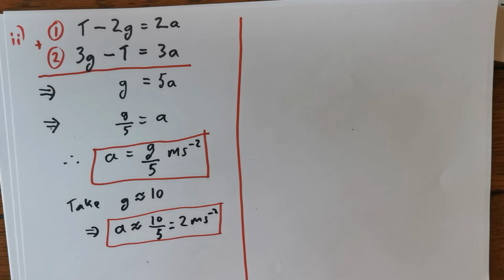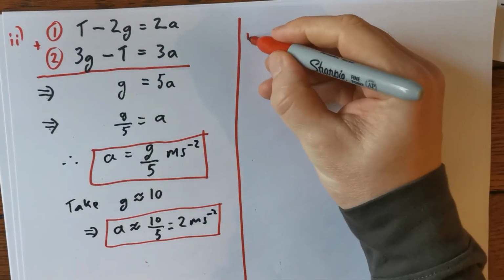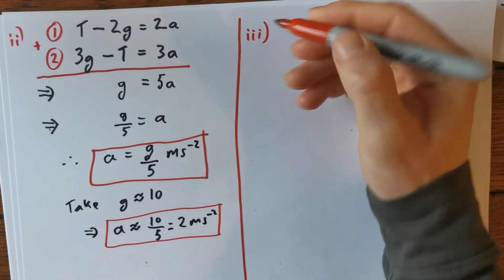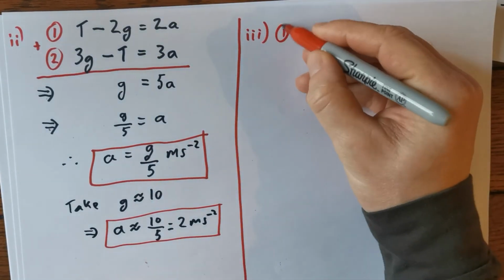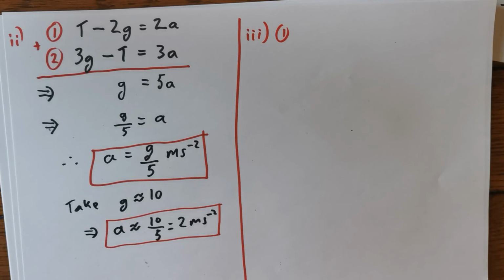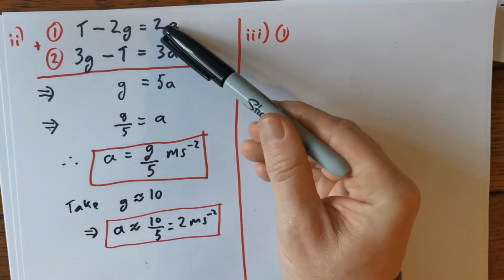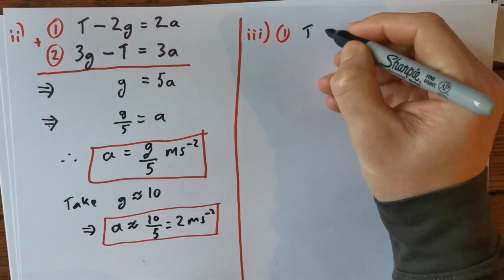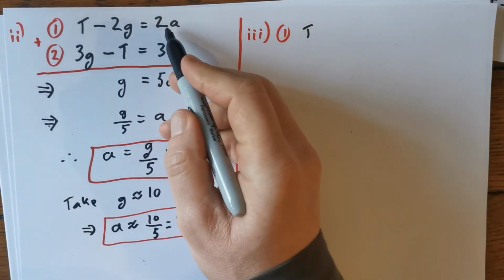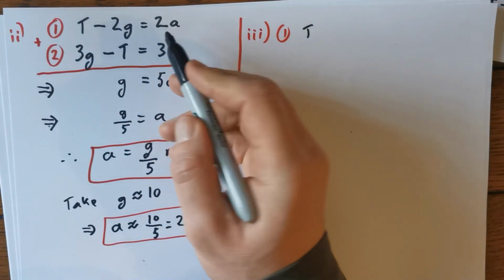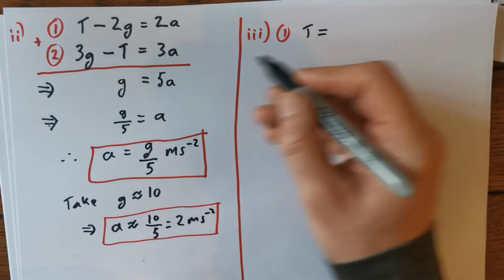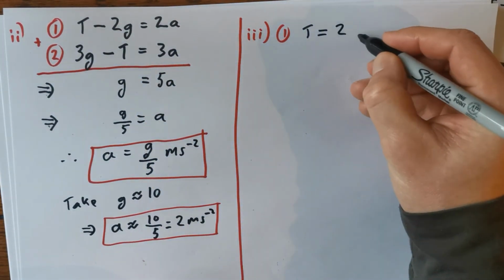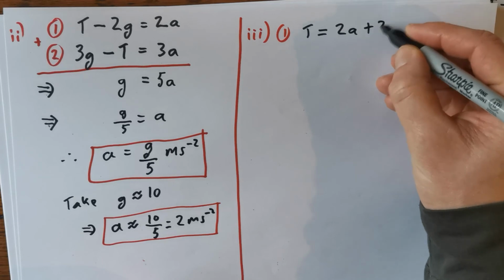The third part is to find the tension in the string. So finally I want to find the tension in the string. Well, how do I do that? I pick an equation. I'm going to pick equation number 1, and I'm going to make tension the subject of this equation. How do I do that? I use the addition property of equations, which says if 2g is added on both sides of this equation, then the two sides will remain equal. So adding 2g on both sides will give me 2a plus 2g.